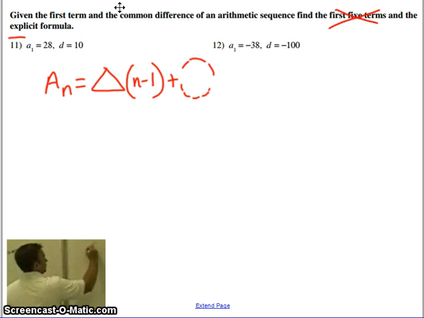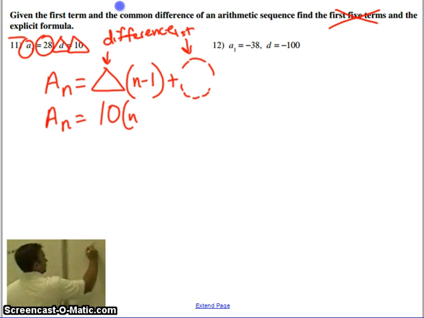Okay, I got this backwards a little bit, I think. Oh, so here's our difference. This is our first term, and here's our difference. I set it backwards. Okay, so the difference, and then our first term. Alright, so A sub n equals our difference, which is 10, times n minus 1, plus the first term. And there we go.